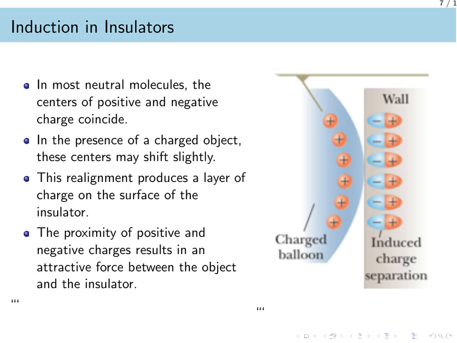A similar induction effect can occur in insulators, though the underlying mechanism is different. In most neutral molecules, the centers of positive and negative charge perfectly coincide. However, in the presence of a charged object, these charge centers may shift slightly. This realignment produces a layer of charge on the surface of the insulator. The accompanying figure illustrates a negatively charged balloon brought near an insulating wall. The surface of the wall experiences an induced charge separation. Because the positive and negative charges are now in close proximity, this results in an attractive force between the charged object and the neutral insulator.